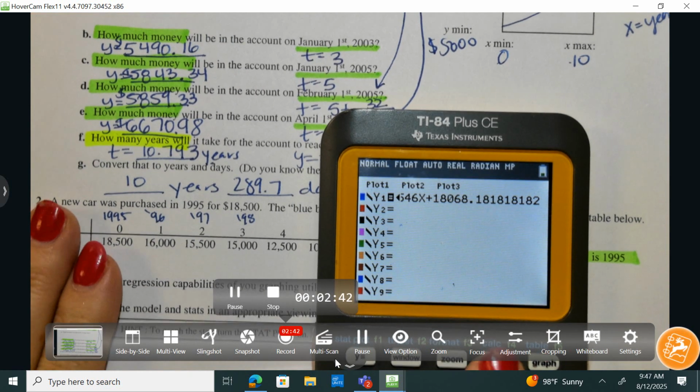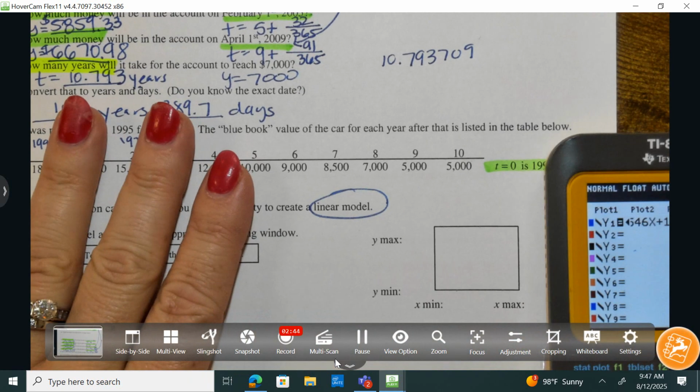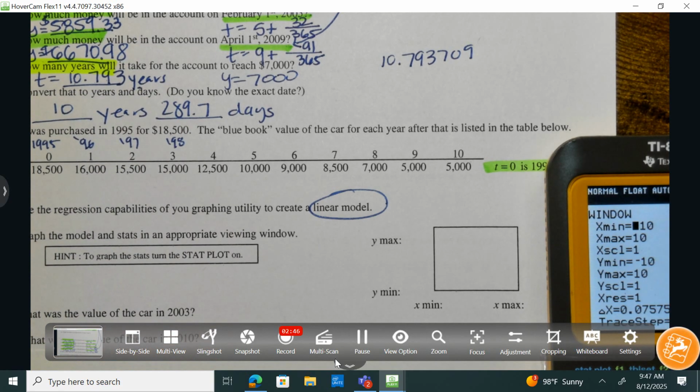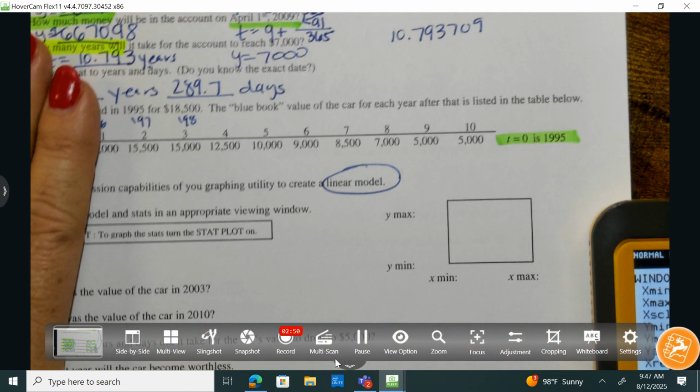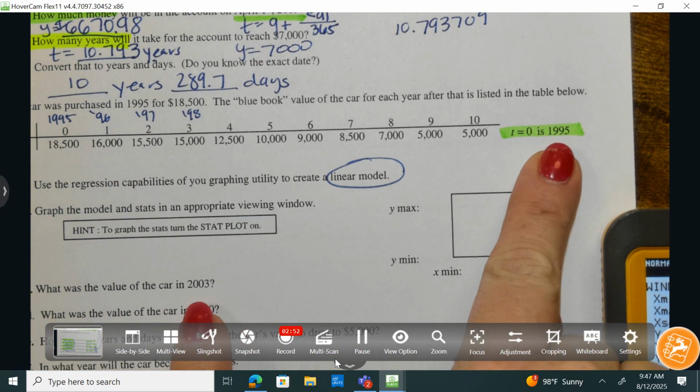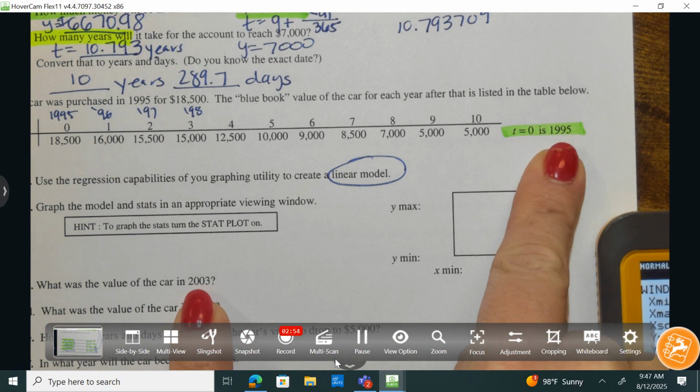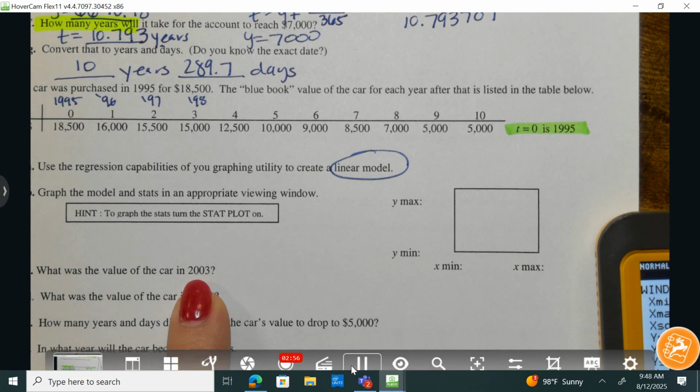How am I going to use this? Well, one is first I need to find a good way to see this. So can everybody go to Windows? We're going to start at 0. 0 is 1995. Now we're going to glance down below. From 95 to 2003 is a difference of 7. I have to at least go out to 7.